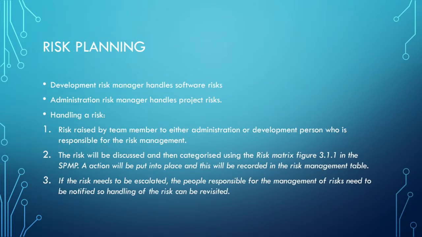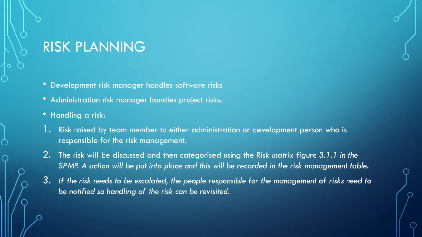So we also have risk owners for these risks. Obviously the whole responsibility of the team is to ensure that if a risk is noticed, it is raised to the appropriate person. And the appropriate persons for this is either the development or administration risk manager. The development risk manager handles the software risks, whilst the administration risk manager handles the project risks. And these are the people that a risk needs to be raised to.